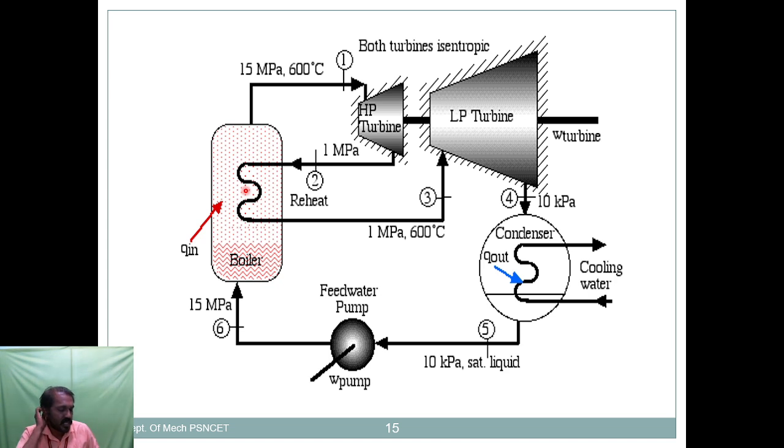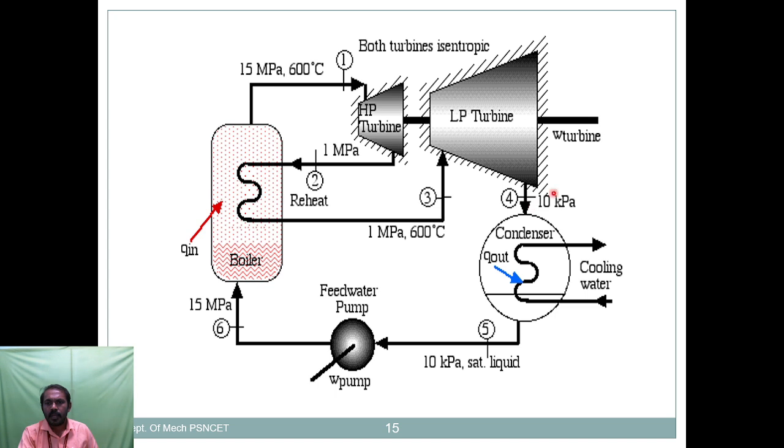That is constant pressure, but temperature is increased. This is the conclusion for the boiler: pressure is the same, temperature is increased. So these conditions go to the low pressure turbine. In the low pressure turbine the shaft will rotate. The shaft is connected to the generator. The generator is the producer of electricity.